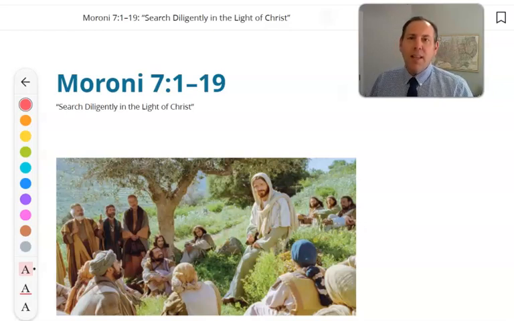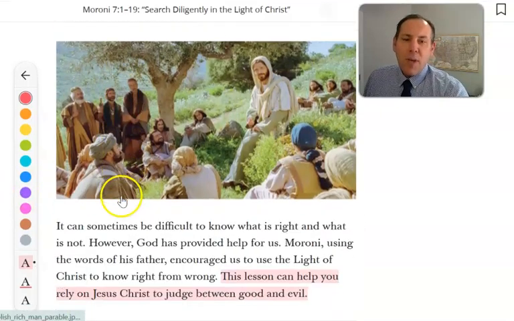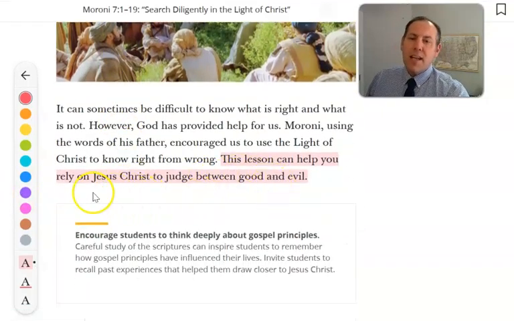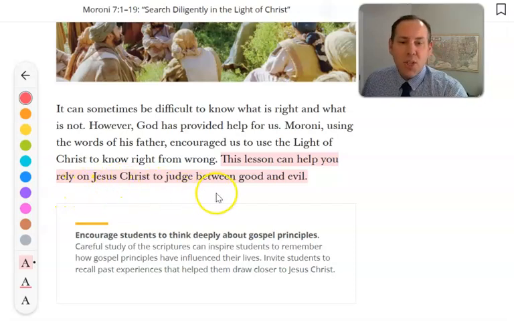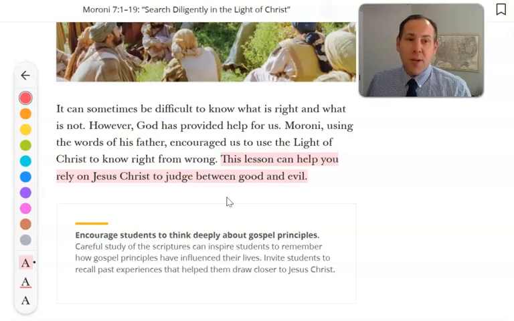Today we're looking at Moroni 7, 1 through 19, a pretty practical lesson with some gifts for students. As we talk about the light of Christ, there are a lot of things that are challenging and complex as we try to figure out what's right and wrong and which direction to go in life. And we have help. So this lesson is designed to help students rely on Jesus Christ to judge between good and evil. We'll look at some famous verses that really can bless our students. I think it's going to be a great journey.